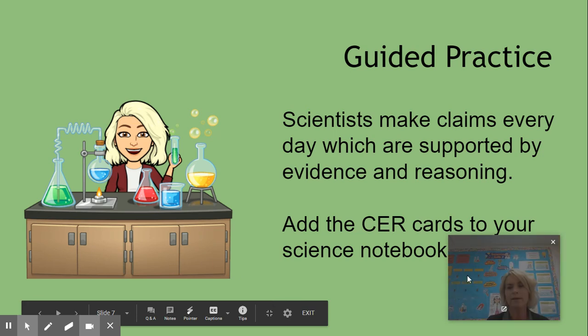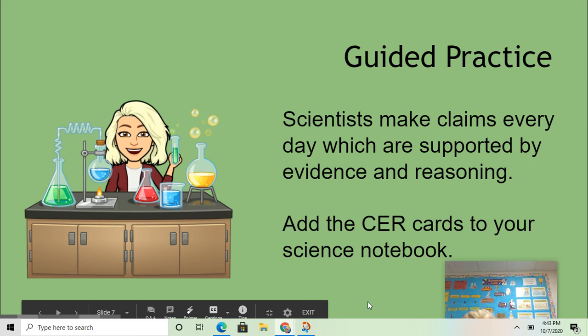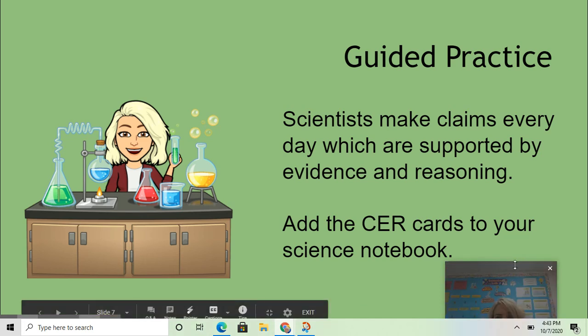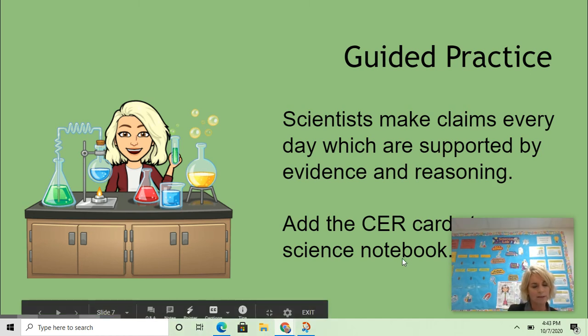So today, you're going to be working during our guided practice, adding things to your notebook, just because as a scientist, we will be using claim, evidence, and reasoning often. So you're going to have something that looks like this. Okay, claim, evidence, reasoning. And you're just going to be adding them to your science notebook. Whoops, let me move this up for a minute. You're going to be adding this to your science notebook. And when you're finished, it's going to look like this.